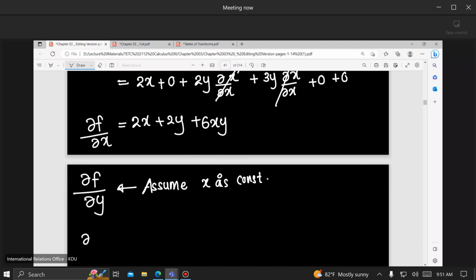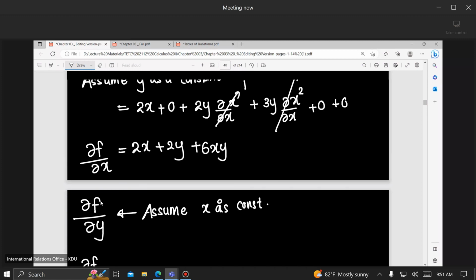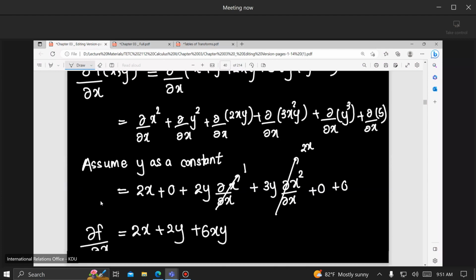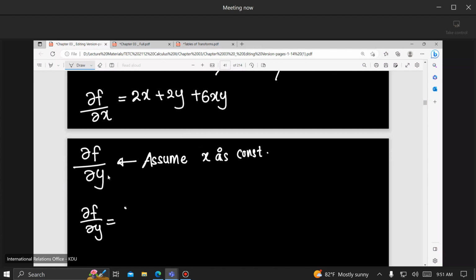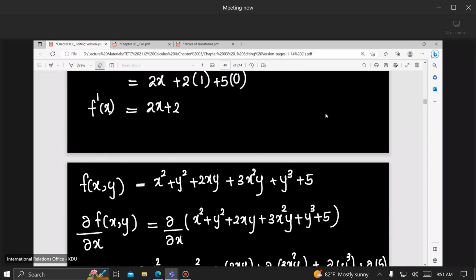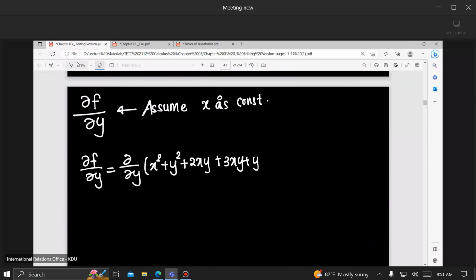එතකොට we can write the expression ∂f over ∂y is equals to, මට මතක නැහැ function එක. දැන් ඔයගොල්ලෝ function එක කියන්නකෝ. ∂ over ∂y of x squared plus y squared plus 2xy plus 3x squared y plus y to the power 3 plus 5. So this is the function that we have.